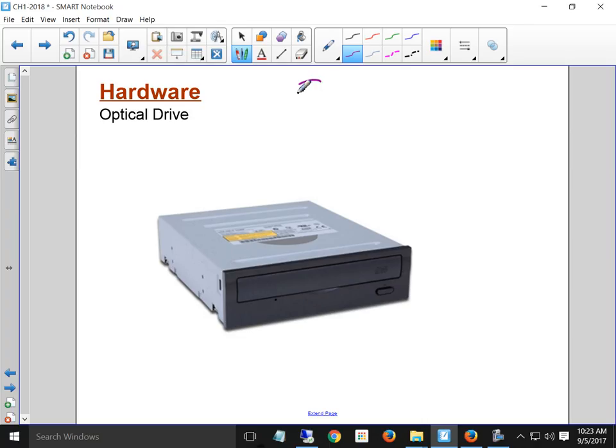I'm going to switch my colors. It's secondary storage. That doesn't look like a C. Let's start over.